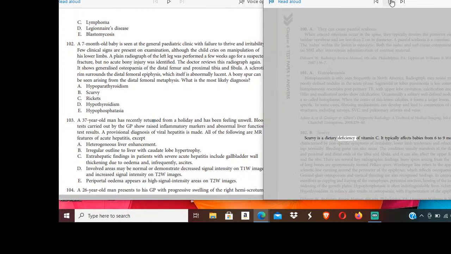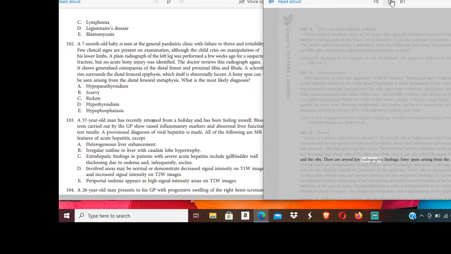Scurvy is a dietary deficiency of vitamin C. It typically affects babies from 6 to 9 months, and is characterized by nonspecific symptoms of irritability, lower limb tenderness and reluctance to move legs normally. Bleeding gums can also occur. The condition usually manifests at the distal femur and proximal and distal ends of the tibia and fibula, and it can also affect the upper limb bones and the ribs.